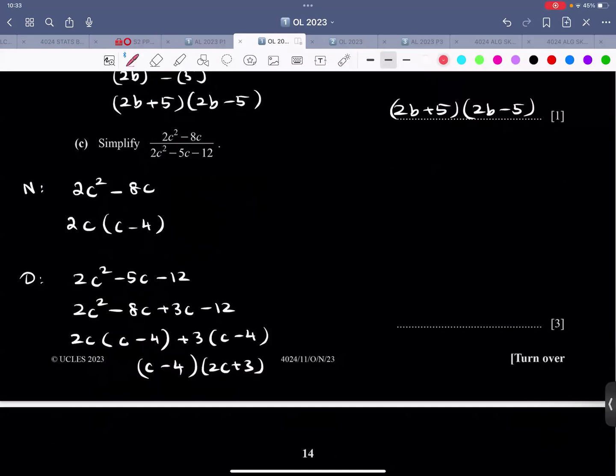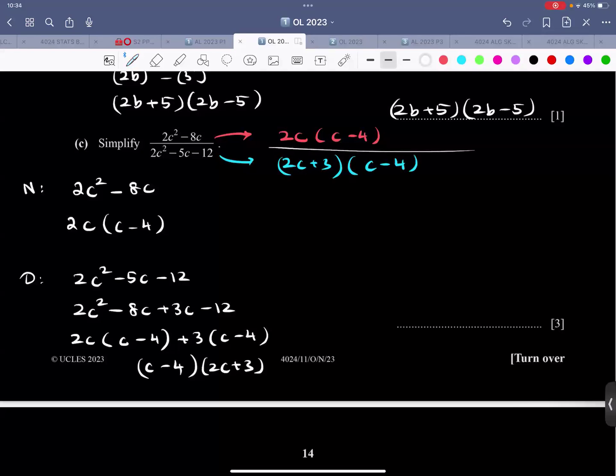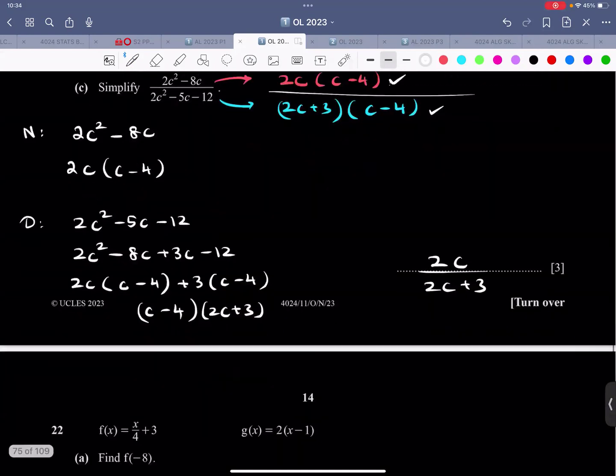So now the numerator is written as 2c into c minus 4. And the denominator is written as 2c plus 3 into c minus 4. And there is a line in the middle, the division line. So I'm left with 2c over 2c plus 3. That is the answer because these last two cancel out. So now question number 21, I think that's completed.